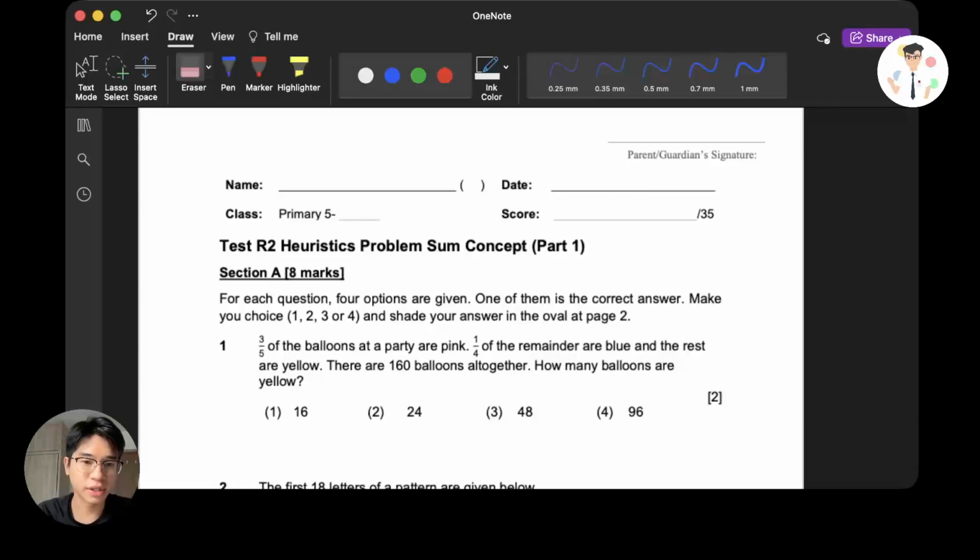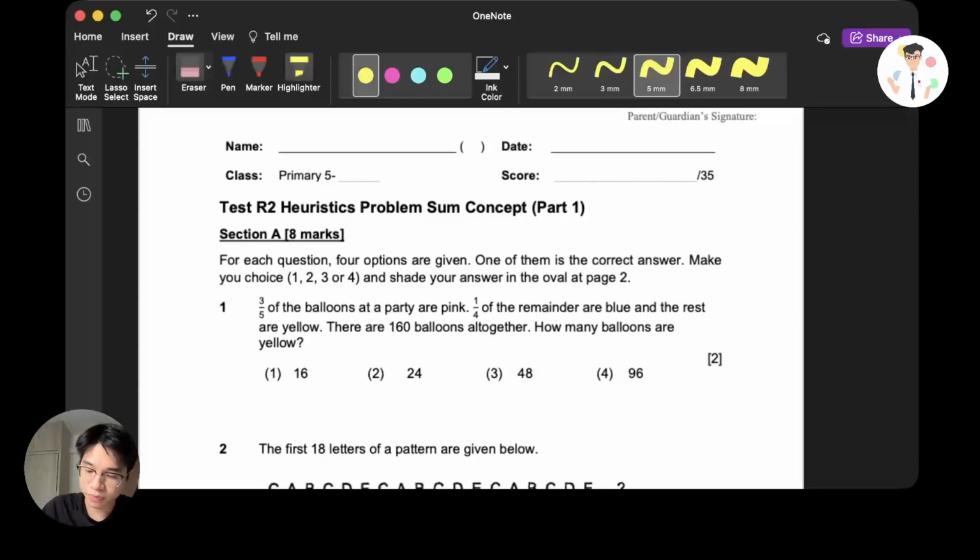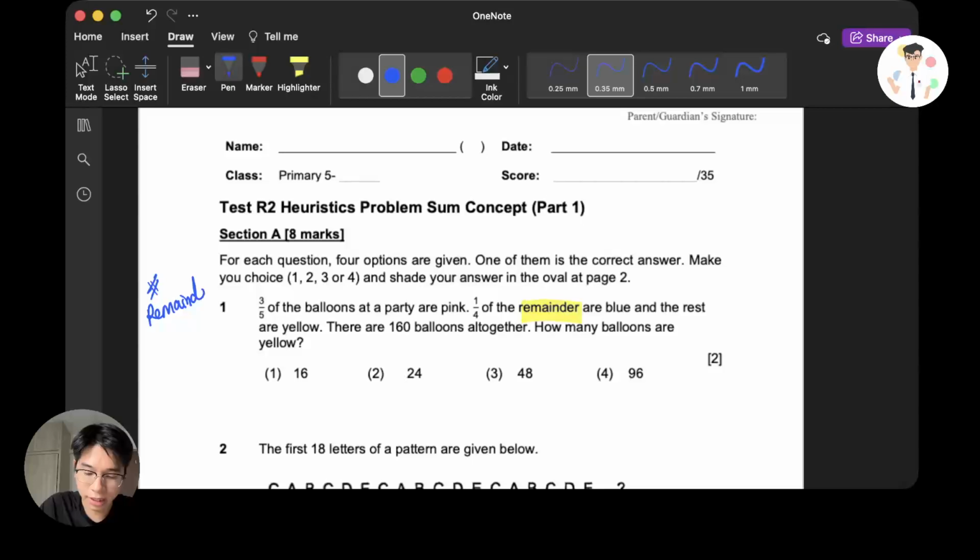The first question says that 3 out of 5 of the balloons at the party are pink, 1 out of 4 of the remainder are blue, and the rest are yellow. There are 160 balloons altogether, and how many balloons are yellow? The first thing you should notice is the word remainder, which tells you this is a remainder concept.